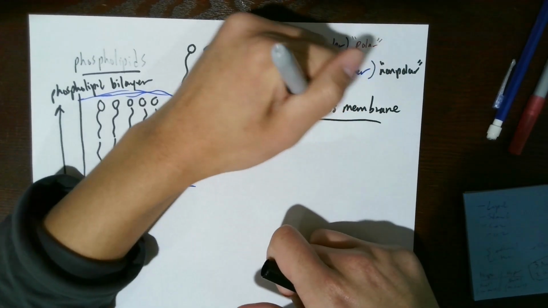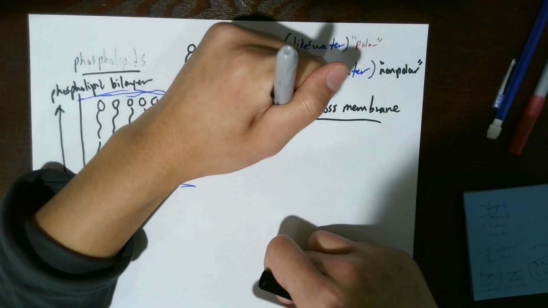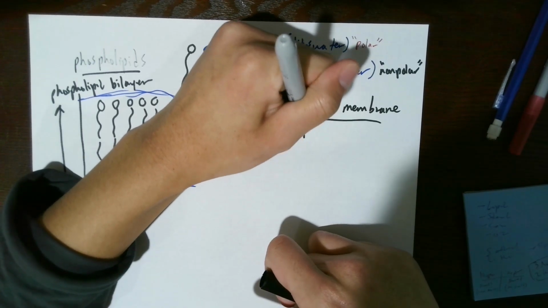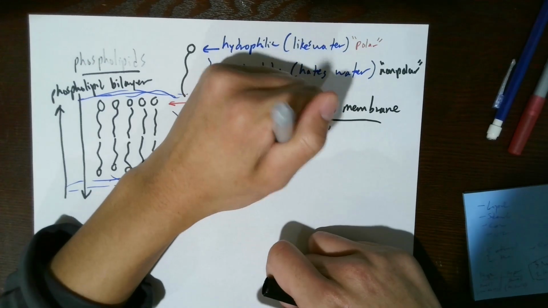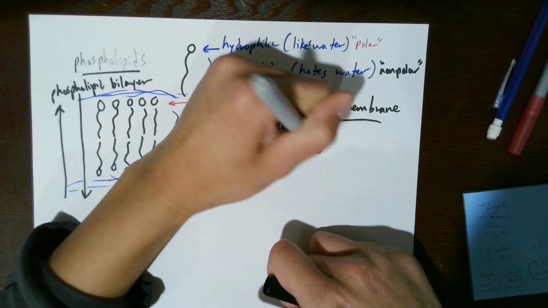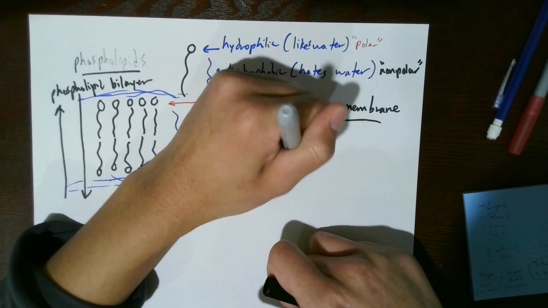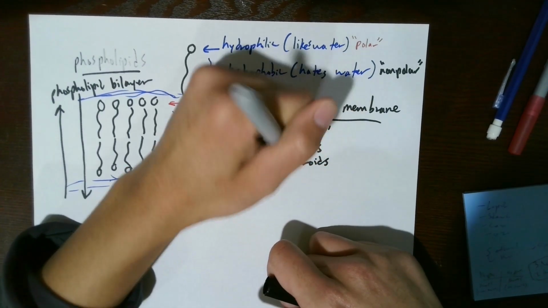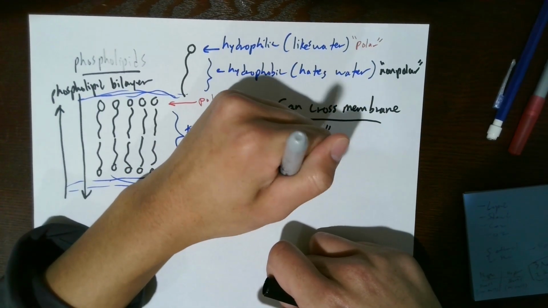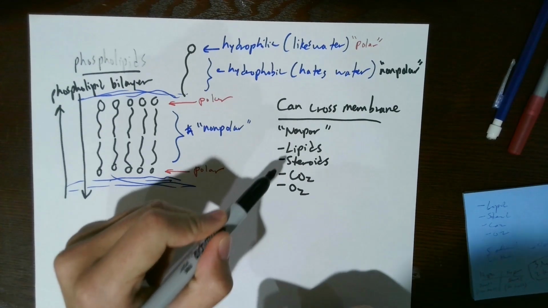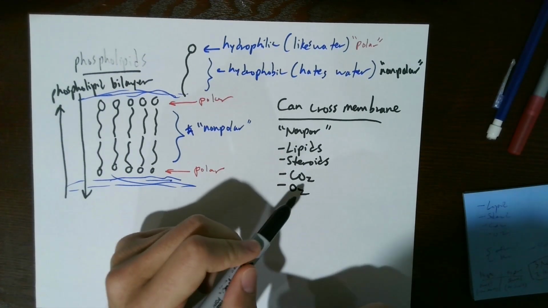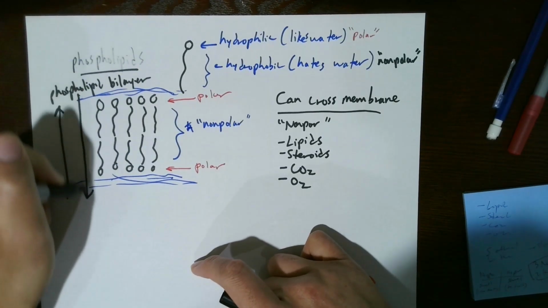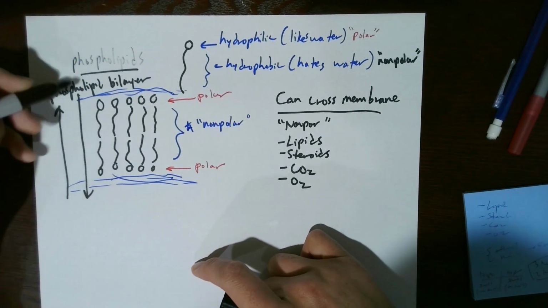Remember we said that in order for it to cross the membrane, it has to be nonpolar. So, some examples of that would be lipids. Remember, lipids are fats. Steroids. CO2 and O2. So lipids, steroids, carbon dioxide, and oxygen. All four of these things can just cross the membrane as it is. It can just move straight through.